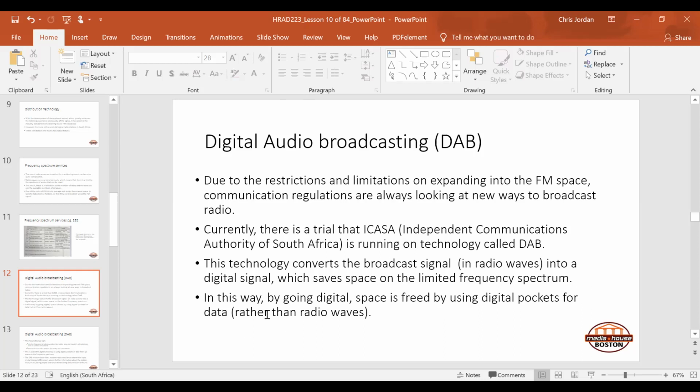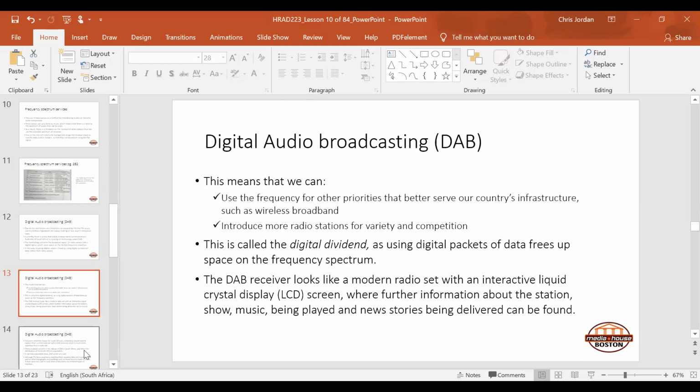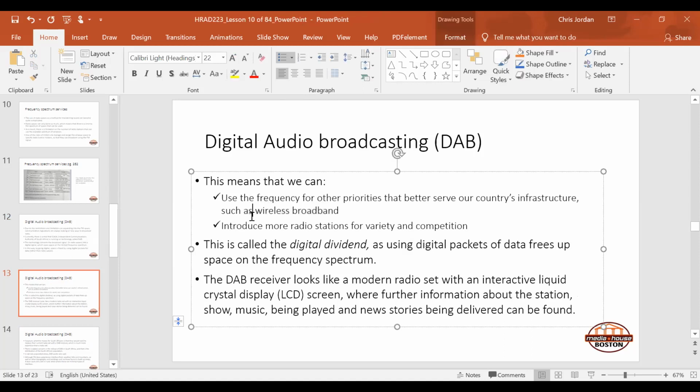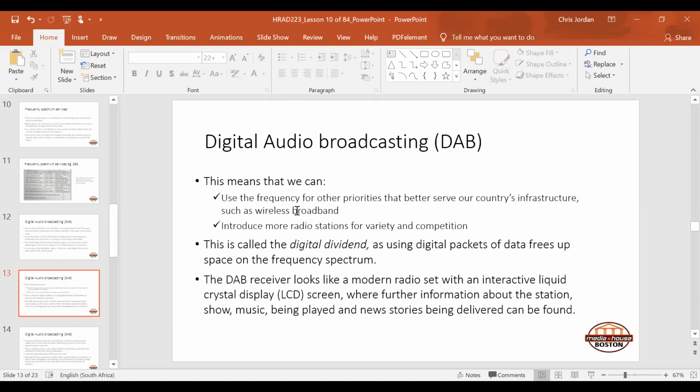In this way, by going digital, space is freed by using digital packets for data rather than actual radio waves. So, what does this mean that we can actually go ahead and do? We can start to use the frequency for other priorities that serve our country better, such as wireless broadband, right? And so we can actually bring down those costs completely, which is what other countries have already at this point. And it's not because they're better countries than us, just because they have started this entire process and are better in terms of the infrastructure, right?